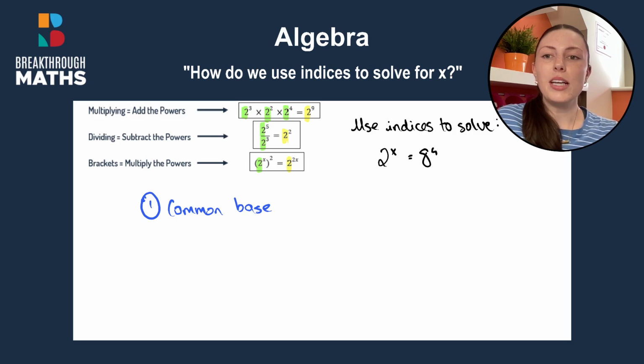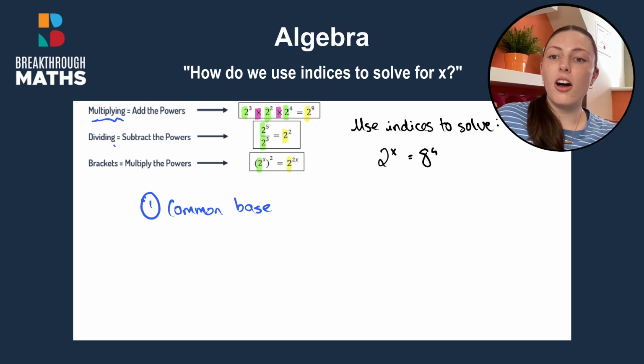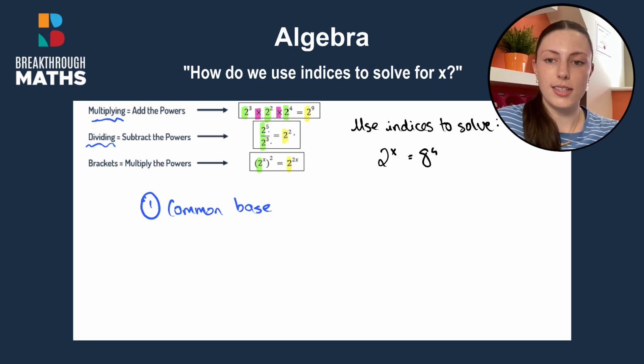Okay, then we need to look at our rules. If we are multiplying like we are here, we have all the multiply signs, that means we add the powers. So we'll have 3 plus 2 plus 4, keeping our common base, gives us 9. So 2 to the power of 9. If we are dividing then, we subtract the powers. So we'll have 5 minus 3, which will give us the power of 2. Again, keeping our common base of 2 the same.